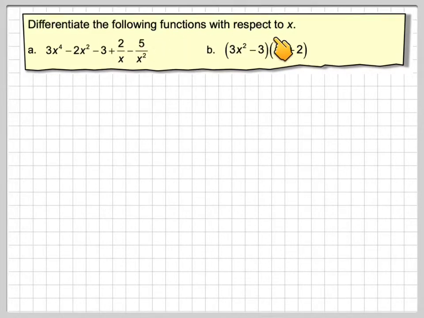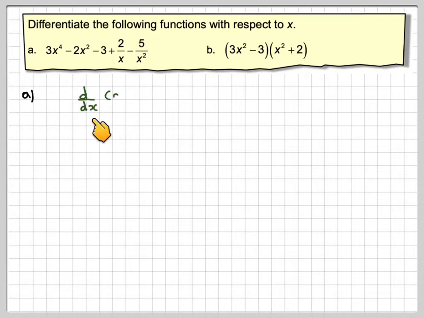Differentiate the following functions with respect to x. We've got 3x to the fourth minus 2x squared minus 3 plus 2 over x minus 5 over x squared, and then we've got 3x squared minus 3 times x squared plus 2. Now what you need to do in both cases is prepare the expression or function before you actually differentiate it. Make sure you're using the correct notation.